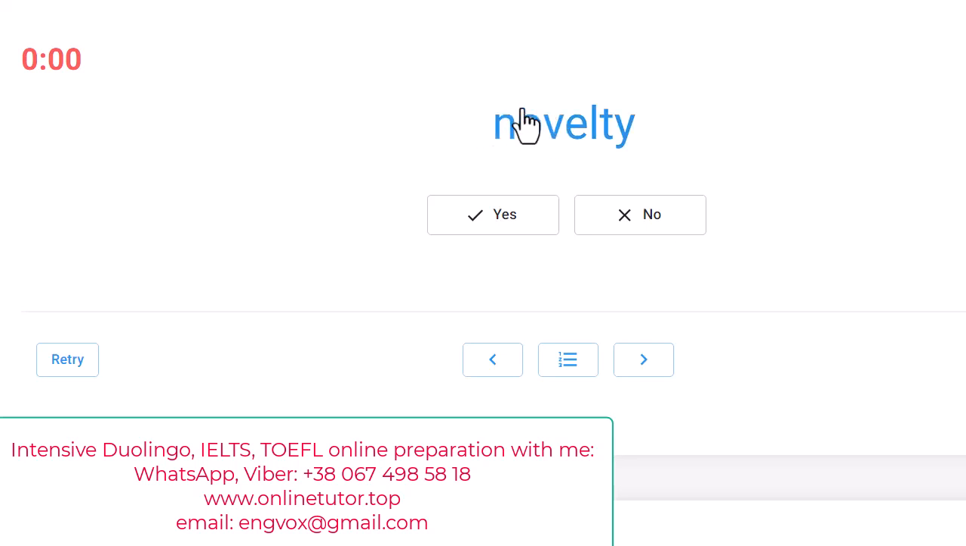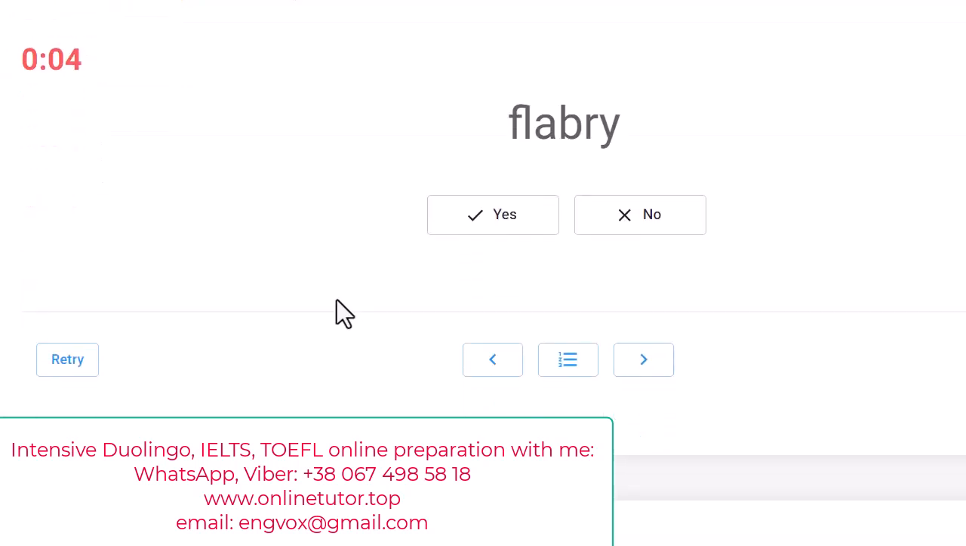Novelty, from Latin, I don't remember, nova, novus. So, yes, this word exists, like something new, some new feature, novelty. Okay. Flabry, no, I don't think so. Entice or inticate, no.